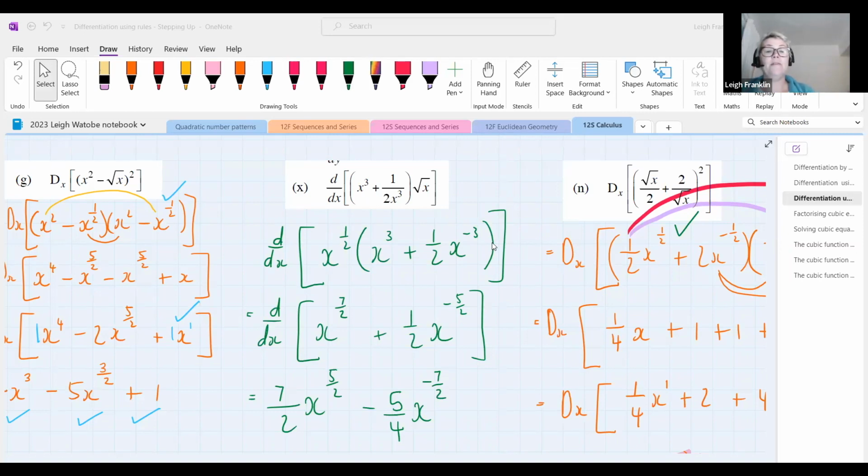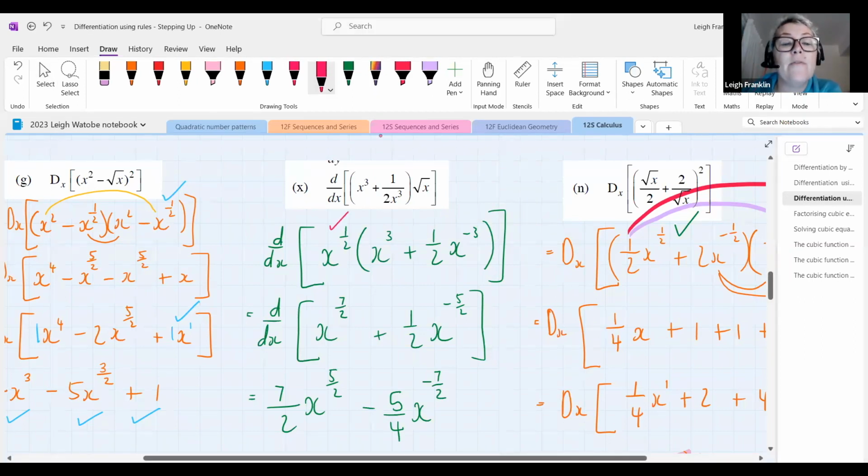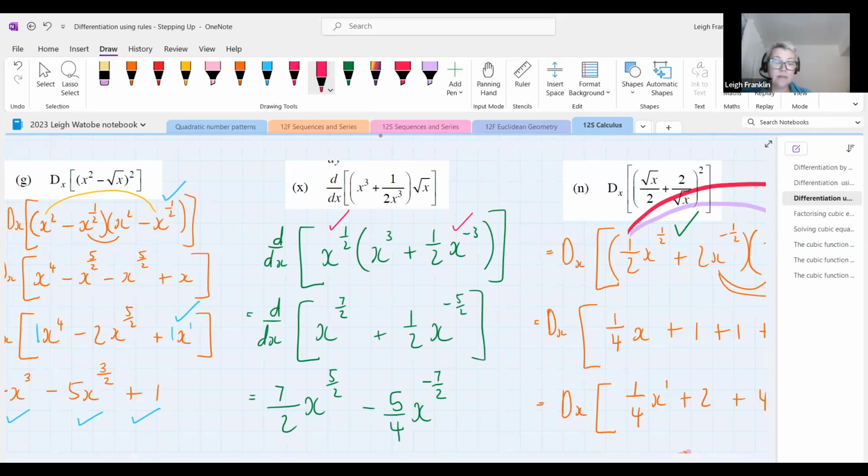Okay, so again, there's going to be a mark for writing root x as x to the power of a half. And I think in this case, probably also a mark for taking the x to the power of 3 into the numerator and changing the sign. Then we got rid of the brackets. Remember, when we multiply like bases, we add our exponents. So that's where x to the power of 7 over 2 comes from. And it's also where x to the power of minus 5 over 2 comes from.